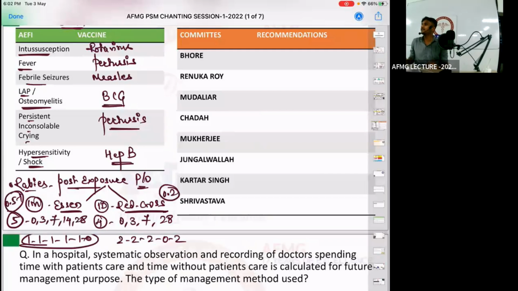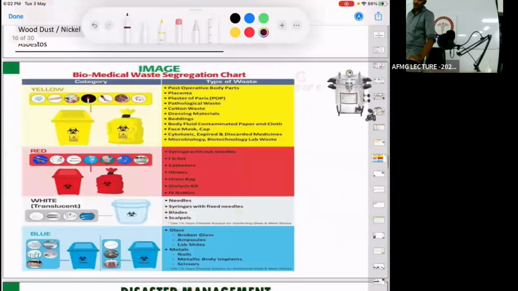We will meet at 6:10, 6:15... I'm not giving 20 minutes, not that much. Take a 15 minute break. We meet at 6:15, 6:15 sharp I'll start. I need to complete preventive and occupational health, there is a lot.